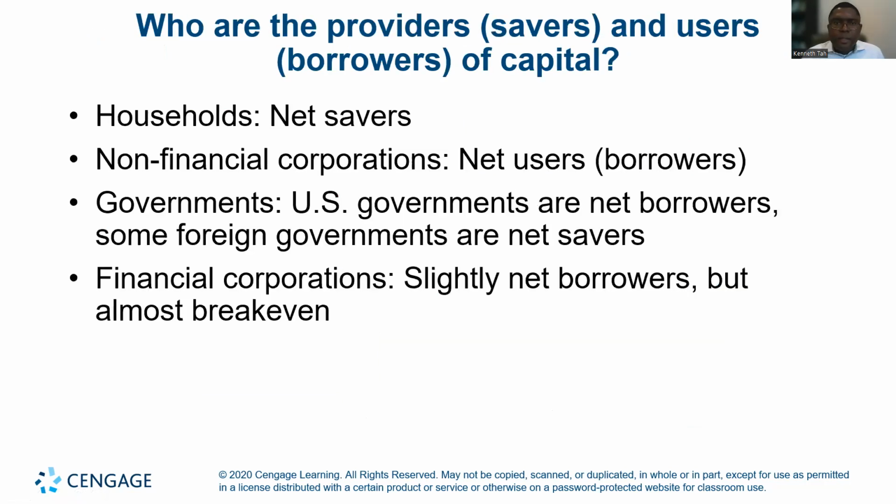Who are the borrowers and savers of capital or of funds? Who are the providers? So the providers are savers. And who are the users? The users are borrowers of capital. In general, households tend to be net savers. Most households, we have an account with the bank, whether it's a checking or a savings account, and we put money there. So we tend to be net savers. We are saving our money.